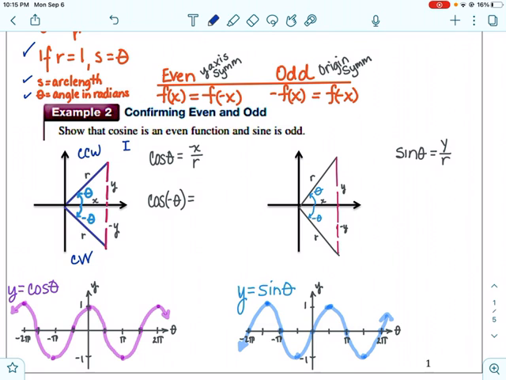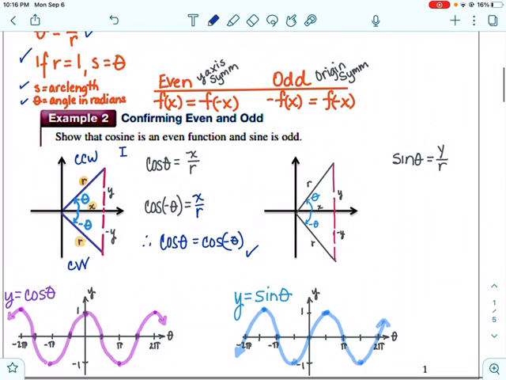So cosine of theta is going to be the ratio of the x over the r. And you're pulling those from x over r. And then when you look at the cosine of negative theta, it's still x over r, but it's a different situation. It's the one down here in the fourth quadrant, okay? So in this case, we can just say, therefore, cosine theta is equal to cosine negative theta. Okay, so done, QED.